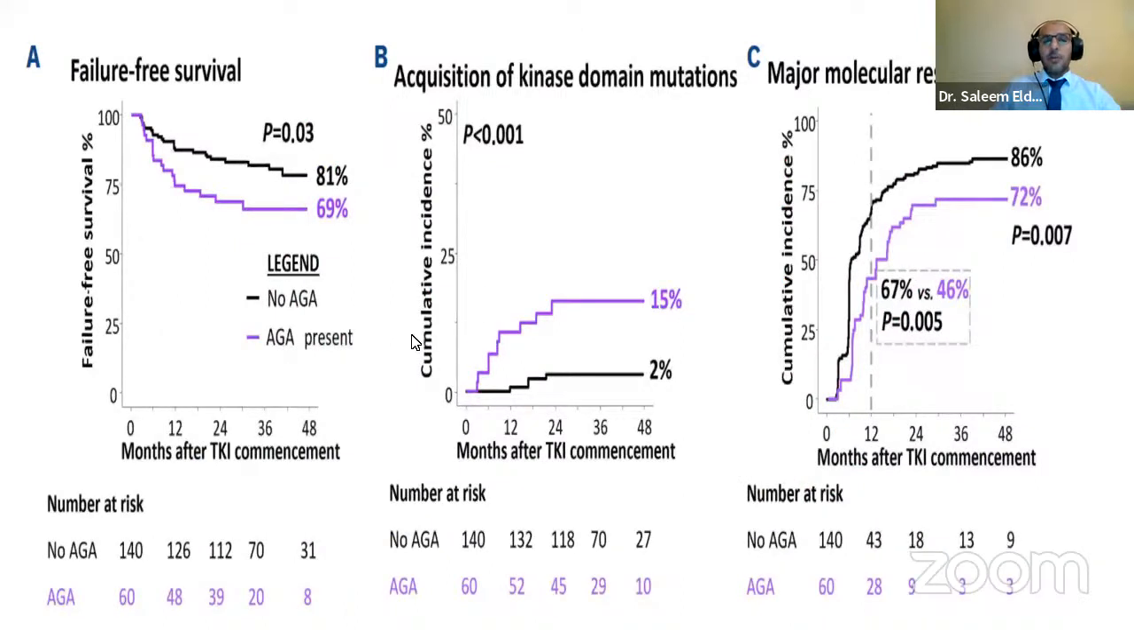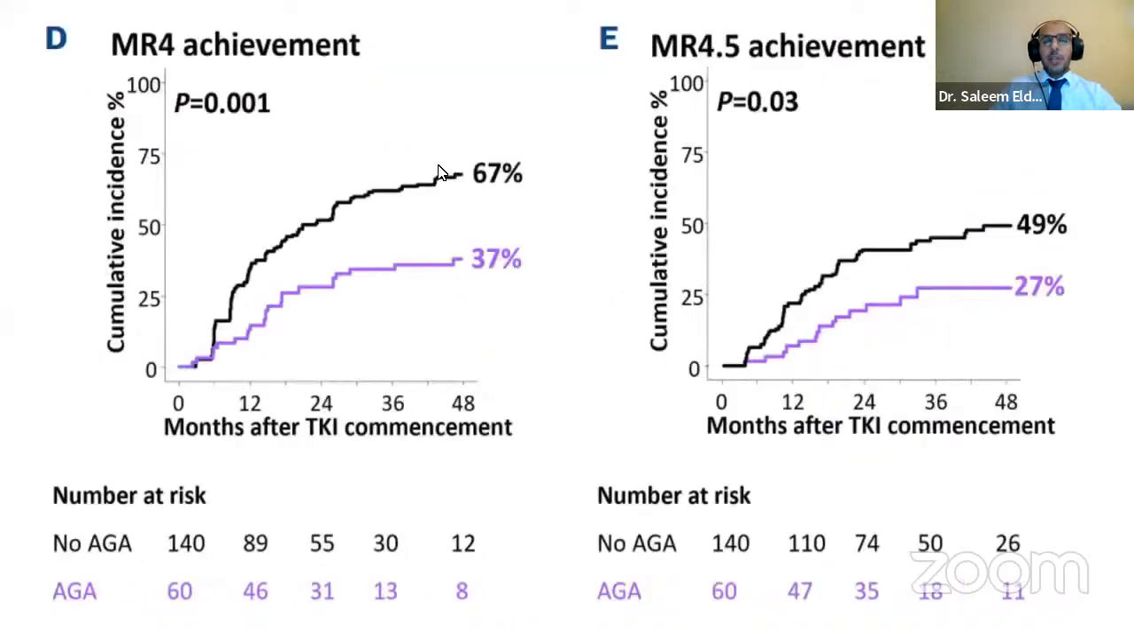So what they actually did, they combined the somatic mutation with these Ph-associated abnormalities, and they found that patients with additional genetic abnormalities have lower survival, higher acquisition of kinase domain mutation, and lower major molecular responses. And in those patients with additional genetic abnormalities, including the somatic mutation and the Ph-associated rearrangement, the deep molecular responses, MR4 and MR4.5, are actually halved.